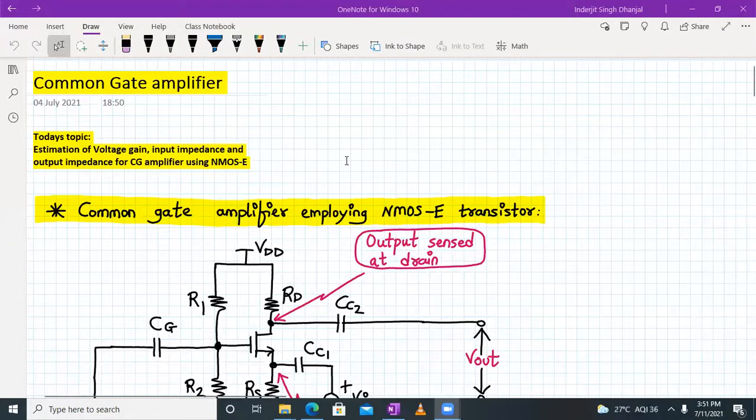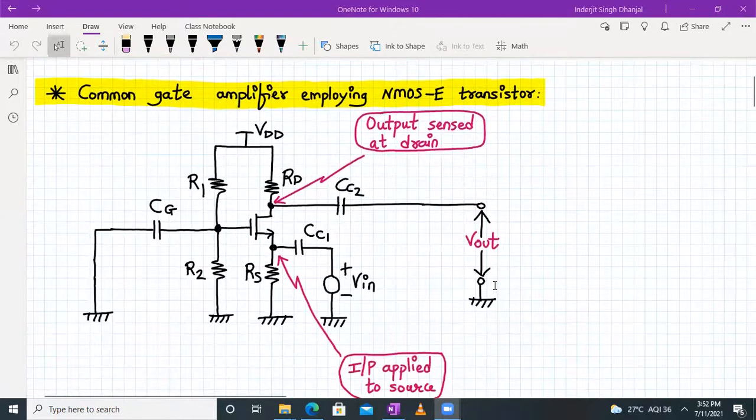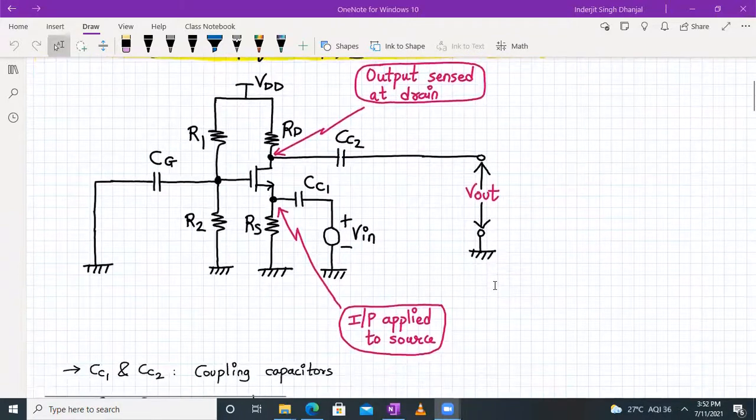Hello everyone, welcome to this short session on common gate amplifier derivations. We will estimate the voltage gain, input impedance and output impedance for a common gate amplifier employing an N-channel enhancement type MOSFET. So let us check out the circuit diagram for a common gate amplifier.